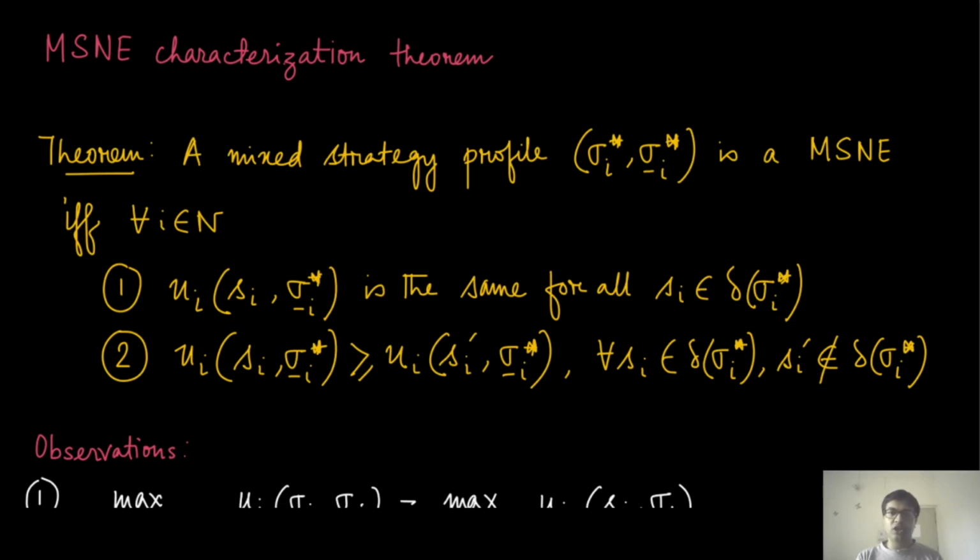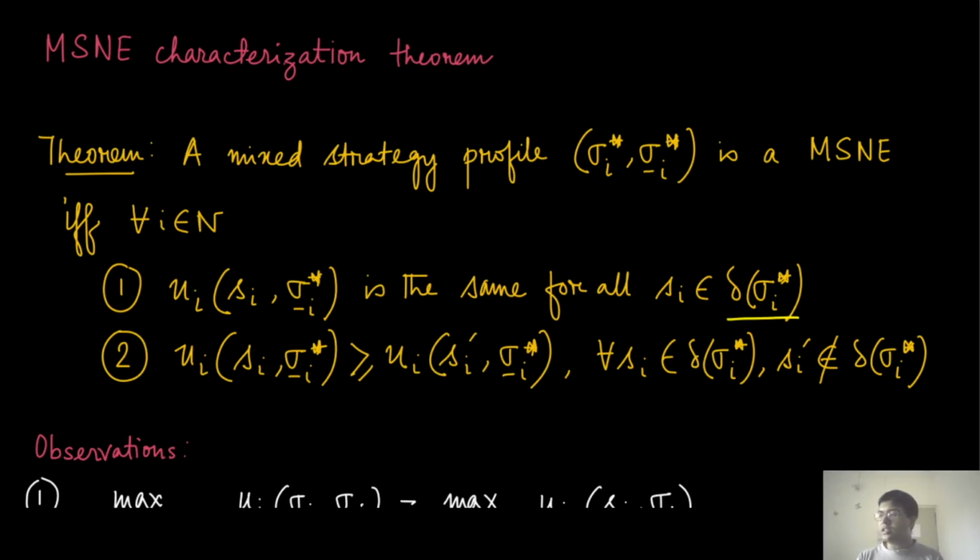Let me go over the statement of the theorem once more. It says that a mixed strategy profile sigma i star, sigma minus i star is a mixed strategy Nash equilibrium if and only if the following two conditions hold simultaneously. For all i in N, for all players, the utility at the strategies that are in the support of sigma i star should be equal. We use the notation delta sigma i star to denote the support of that distribution.